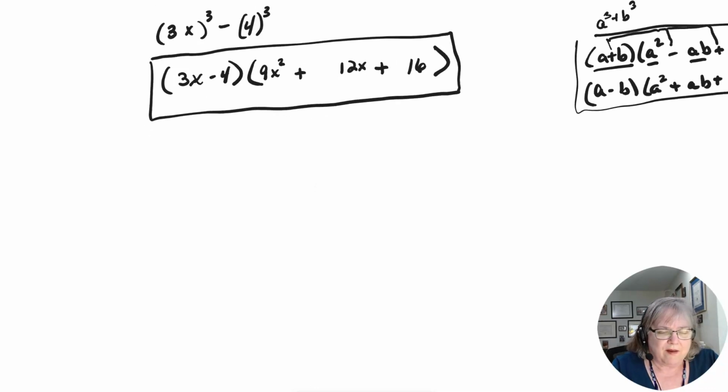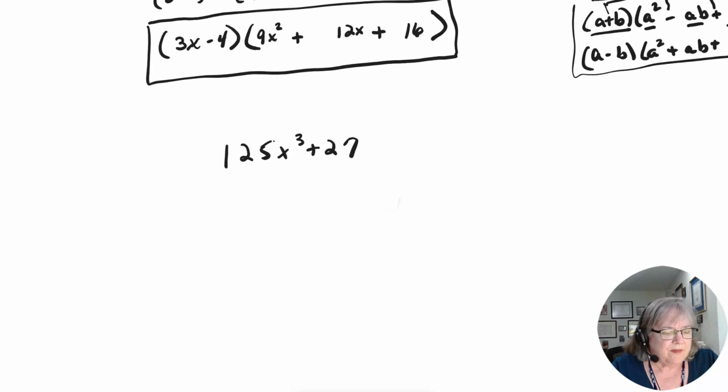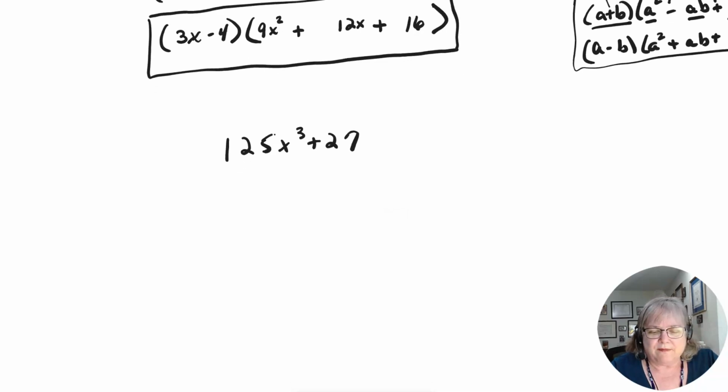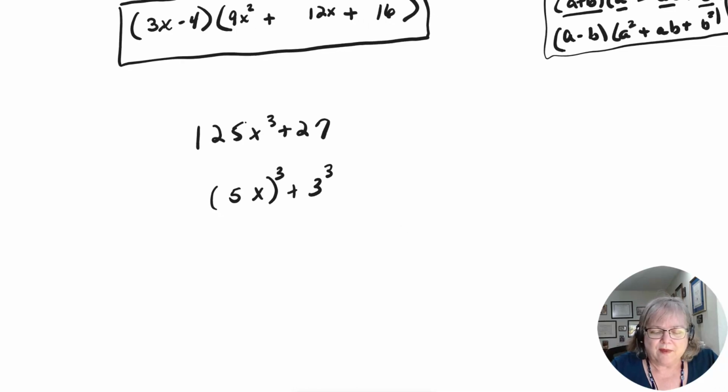All right, how about 125x cubed plus 27? So let's see. Is there anything in common to factor out? I don't think so. So I'm going to try to figure out what I cubed to get the 125x cubed. I know I cubed an x. 5 cubed is 125, and 3 cubed is 27. So I drop the cubes, 5x, 3, and just copy this down. And now I'm going to build.